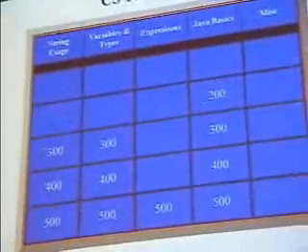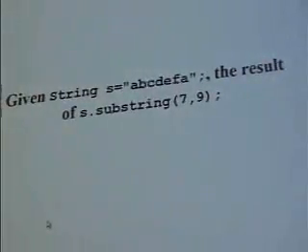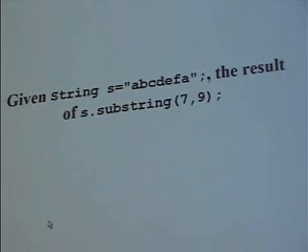Can I have string usage for 300? Given string S equals A, B, C, D, E, F, A, the result of S dot substring 7, 9. What is no? I'll accept that.